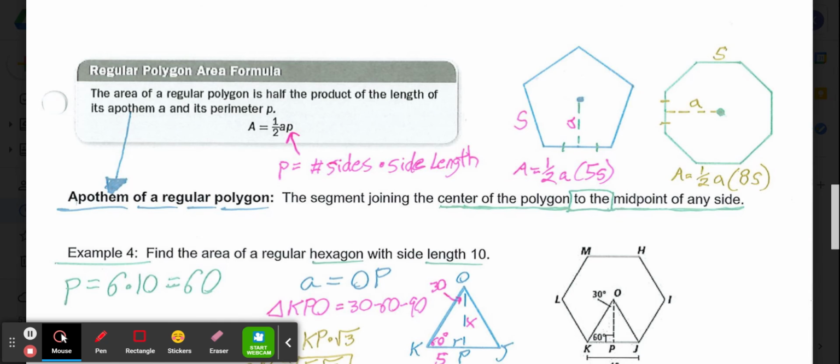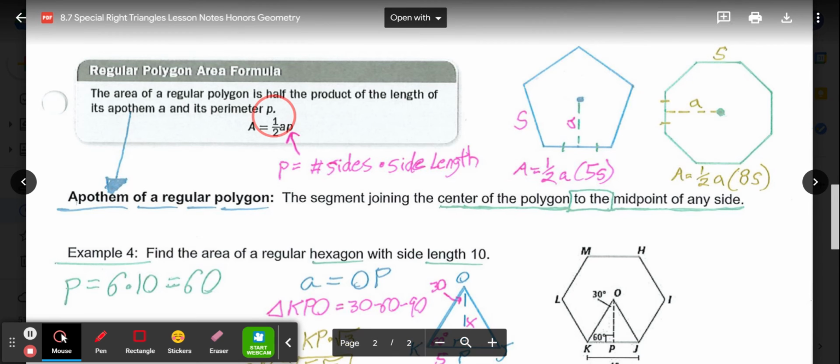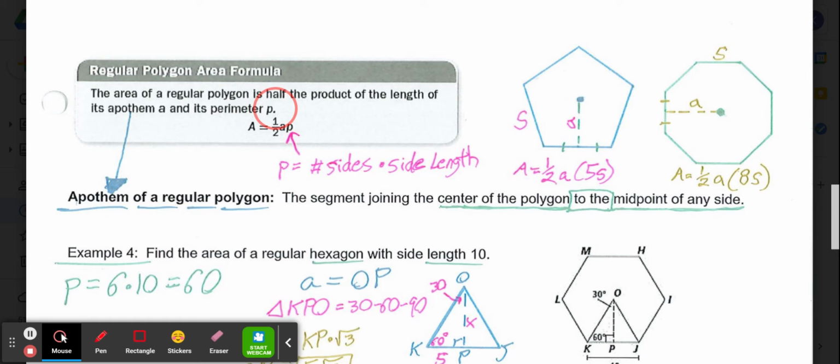The area of a regular polygon is half the product of the length of its apothem, which we'll get to in a second, and we represent that with a lowercase a, because area is an uppercase A, and its perimeter, which is represented by a lowercase p. First, let's just look at perimeter. Perimeter on any regular polygon is the number of sides multiplied by the side length. So if I had 5 sides, the perimeter would be 5s. If I had 20 sides, it would be 20s.